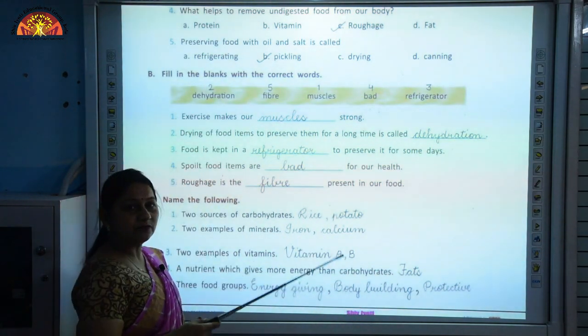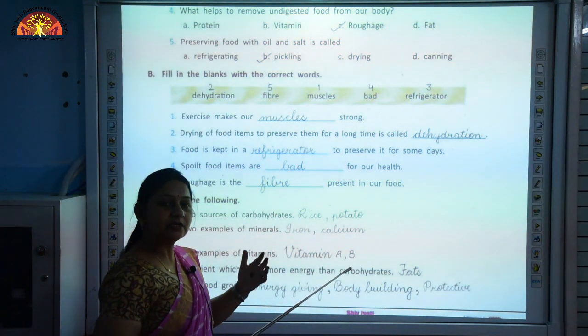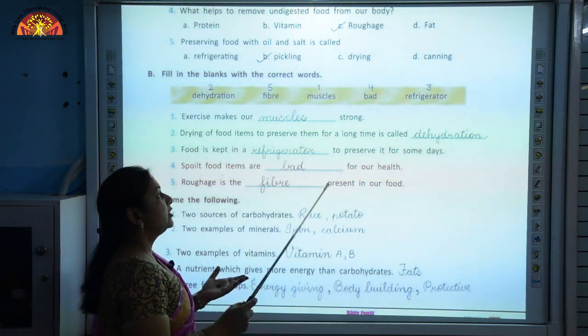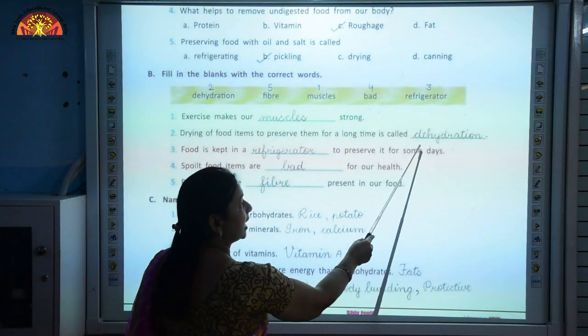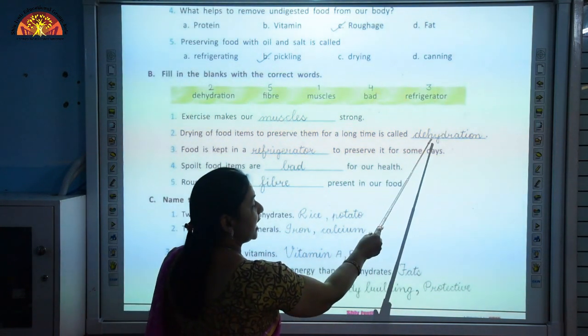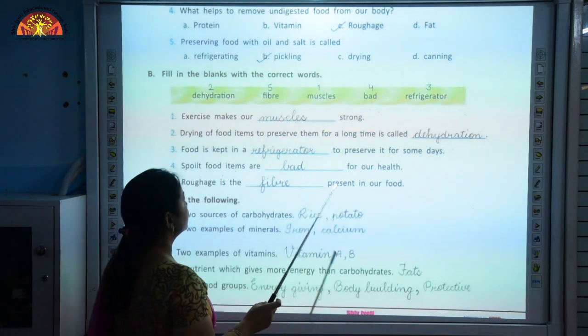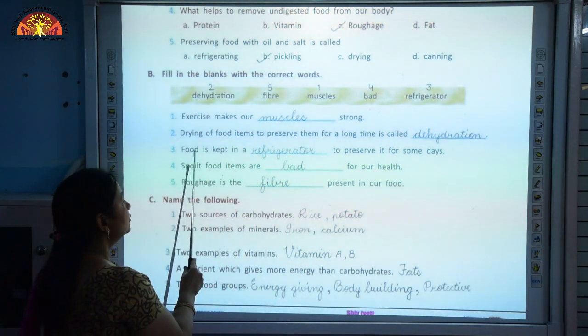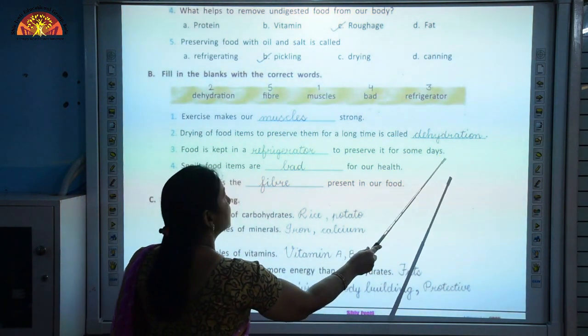Drying of food items to preserve them for a long time is called dash. When we dry the food items to keep it for a longer period of time, when we want to use it later on, then we dry it and preserve it, and this process is known as dehydration. So, what is the spelling? D-E-H-Y-D-R-A-T-I-O-N, dehydration.